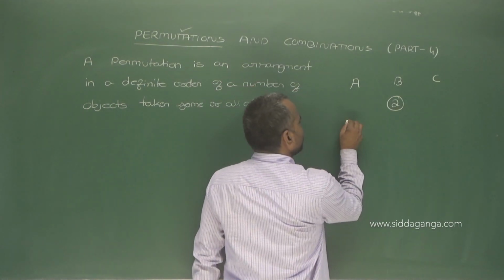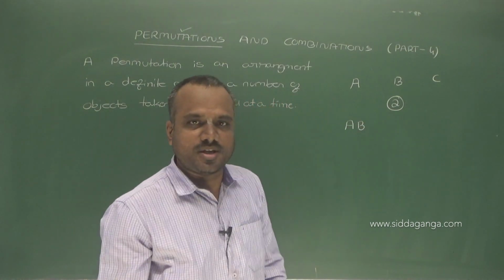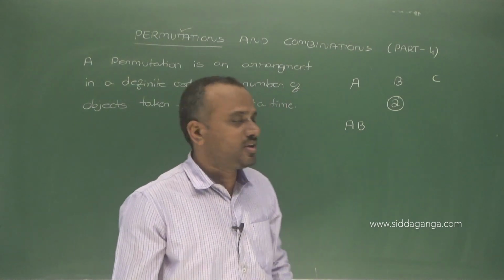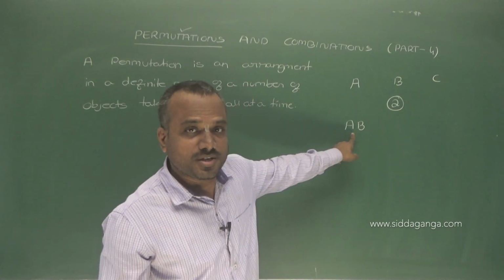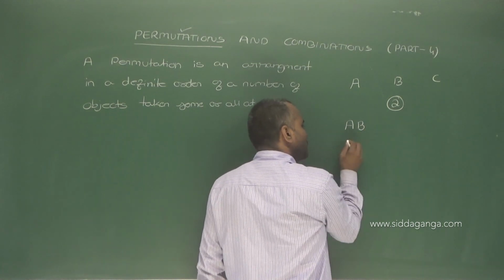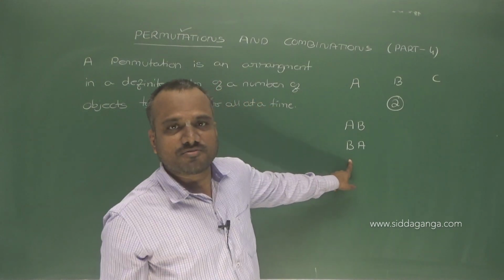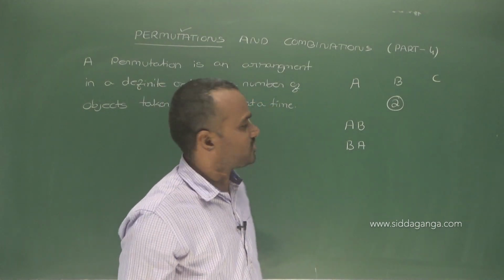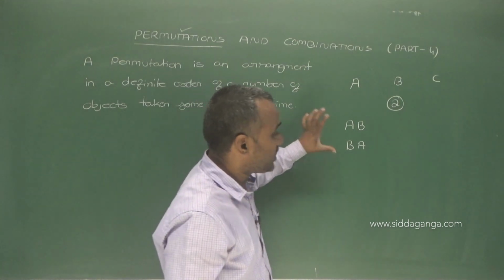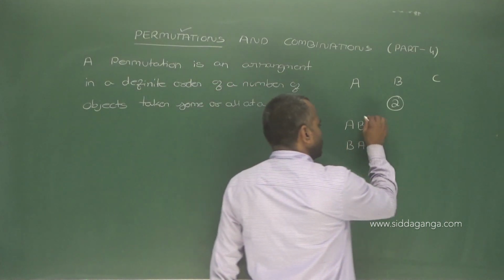Firstly I arrange A in the first place, B in the second place: AB. In an arrangement, position is very important. A in the first place, B in the second place. One more I can arrange using these 2 letters only: BA. Here B is in the first place, A is in the second place. So these 2 arrangements are different: AB, BA.